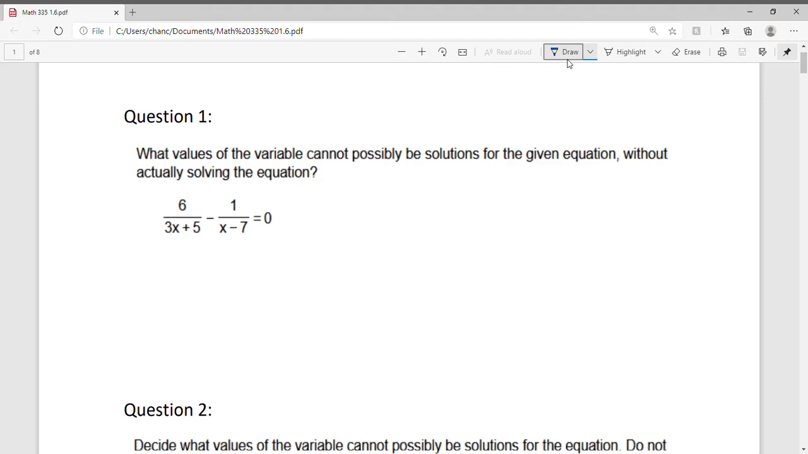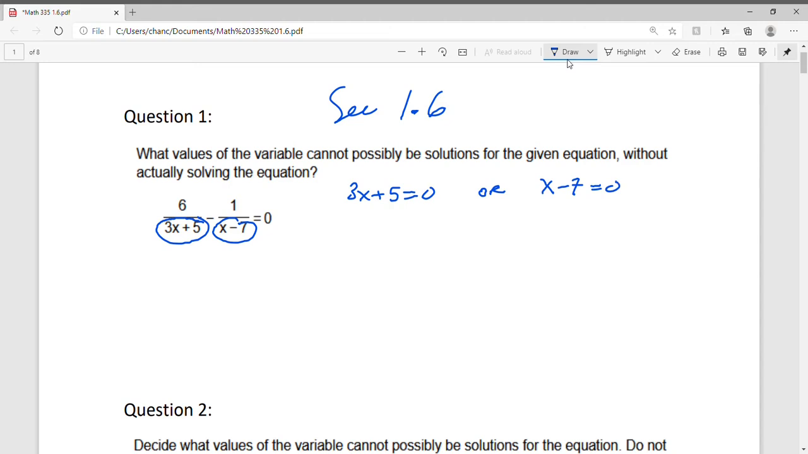Let's go over section 1.6. What values of the variable cannot possibly be solutions for the given equation without actually solving the equation? To do this question, I want to set each of the denominators equal to 0. 3x plus 5 equals 0. And then I want to set x minus 7 equal to 0.